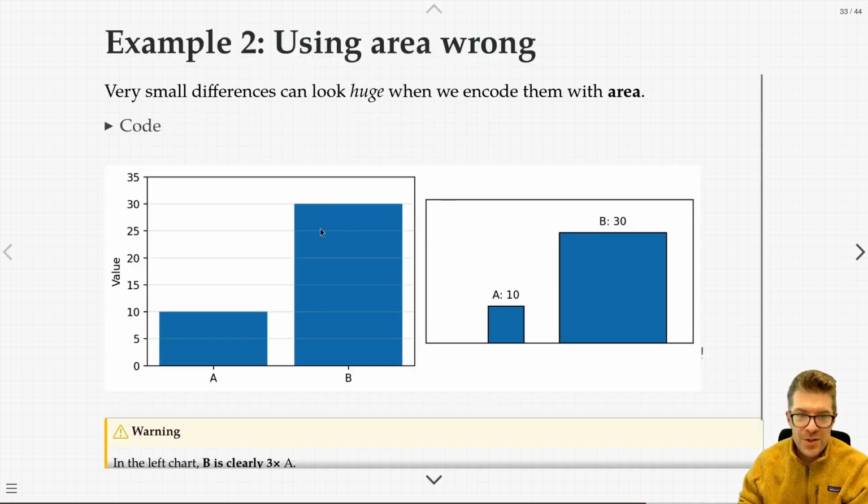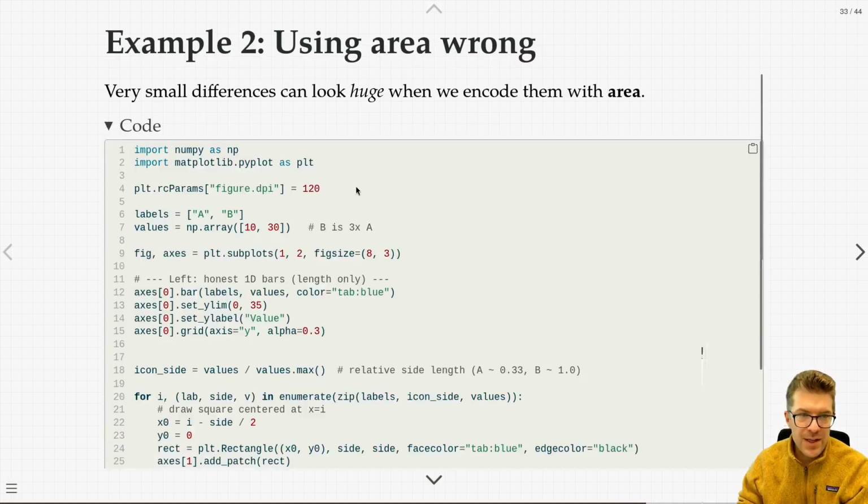Example 2 is using area wrong. So here you can see we have a small array where we have measurements A and B. A is 10, B is 30. So B is 3 times A. That's all we're really conveying.